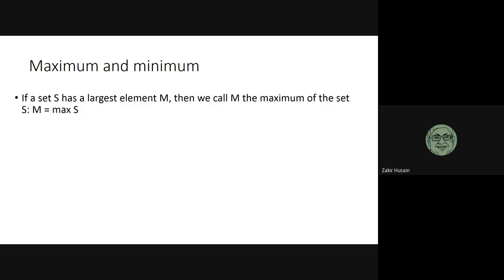Okay. Now the maximum and minimum. If you have a set which is obviously non-empty, the largest element, capital M, is called the maximum of the set S. Suppose the set is 1, 2, 3, 4. What is the largest element? It is 4. So 4 is the maximum of S. If you can identify M, then S is bounded above.